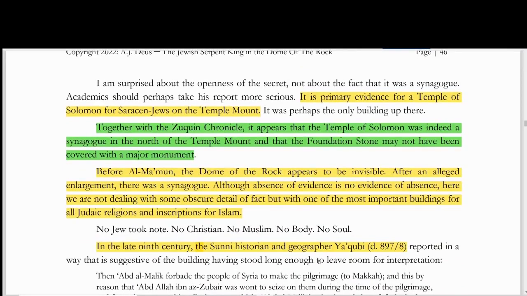Now, he says, I'm surprised about the openness of the secret, not about the fact that it was a synagogue. Academics should perhaps take his report more seriously. It is primary evidence for a temple of Solomon for Saracen Jews on the Temple Mount. It was perhaps the only building up there. Together with the Zutquin Chronicle, it appears that the Temple of Solomon was indeed a synagogue in the north of the Temple Mount, and that the foundation stone may not have been covered with a major monument.